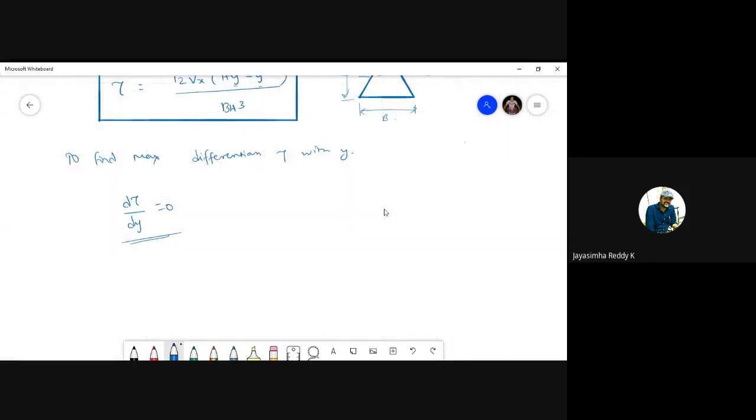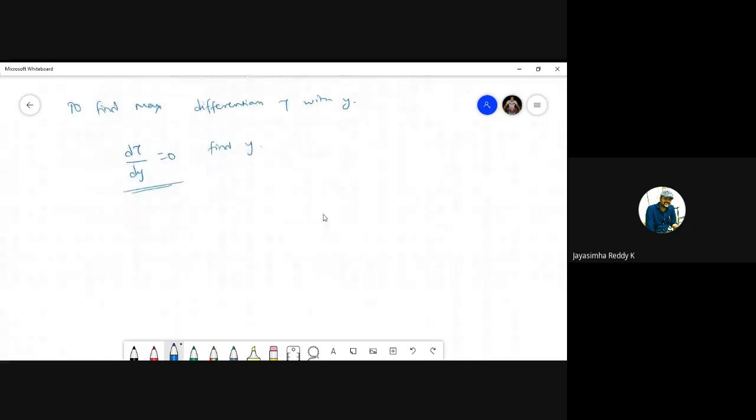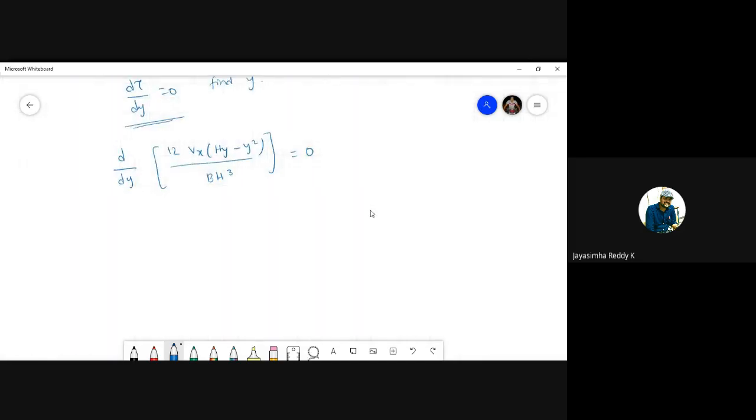So if you write this and find the y value, there it becomes maximum. Okay, so I just write this equation. What I mean to say is d by dy of 12 into Vx into Hy minus y square by Bh cubed, and this should be equated to 0. If you try to resolve this, students, 12 is constant, Vx is constant, Bh cubed is constant. So the derivative of a constant will be 0. So we can directly write it as d by dy of Hy minus y square is equal to 0.